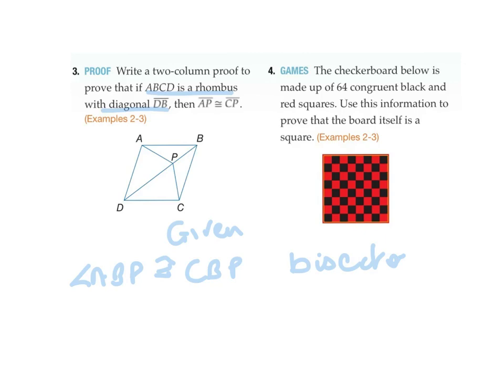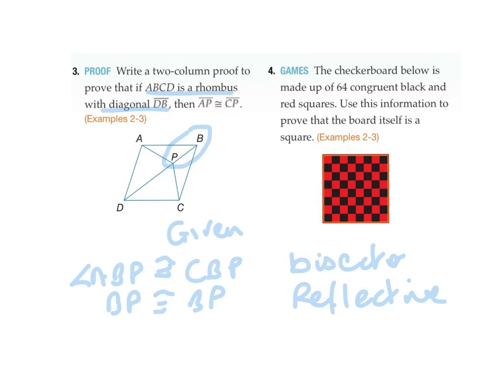Well, both triangles, and we're talking about ABP and CBP, both are using BP. It's going back to BP is congruent to BP. That's the reflexive property. Okay.